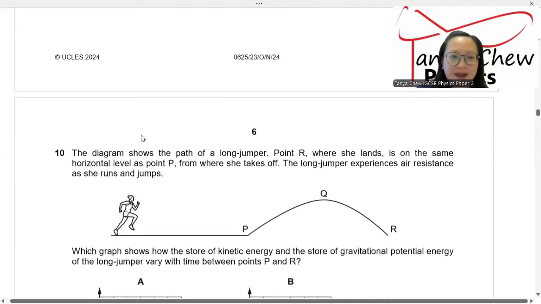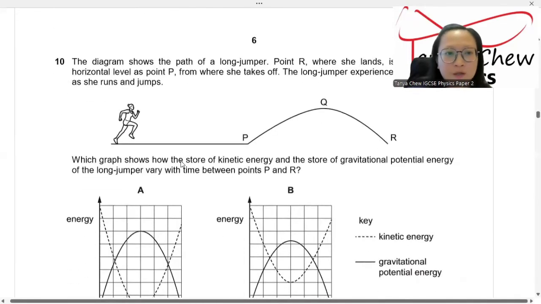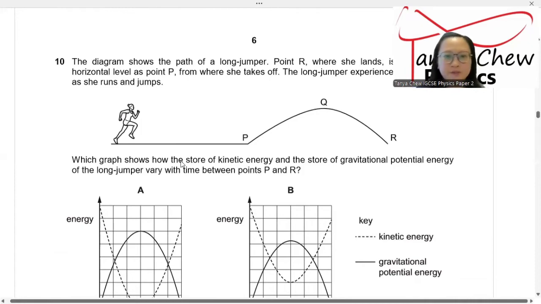Now, question number 10. The diagram shows the path of a long jumper. Point R, where she lands, is on the same horizontal level as point P. From where she takes off, the long jumper experiences air resistance as she runs and jumps. This is true, right? So which graph shows how the store of the kinetic energy and the store of the gravitational potential energy of a long jumper vary with time between the points P and R?